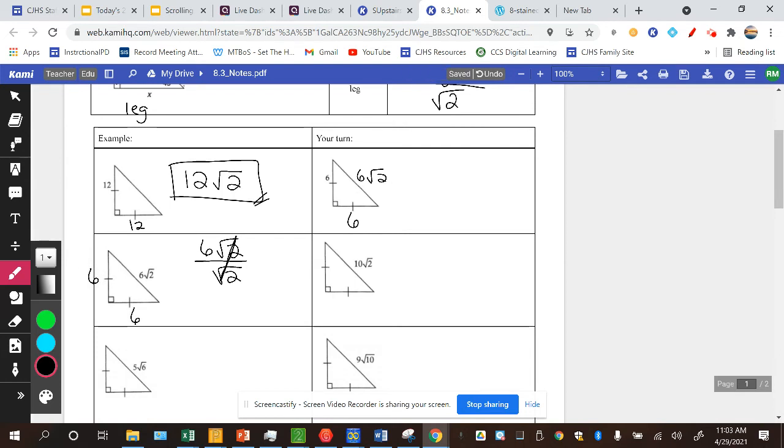You could, but I just want you to practice with it. Go ahead and do the next one. What do we get for the legs for this one? 10. Good. And I'm moving too quickly.